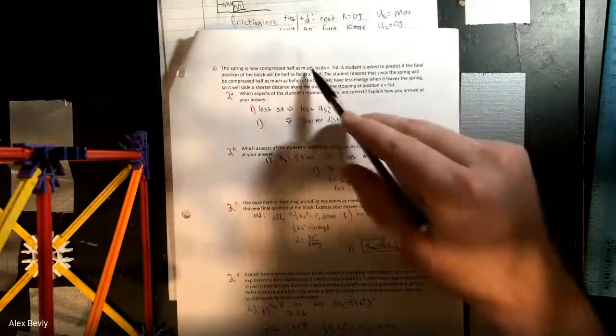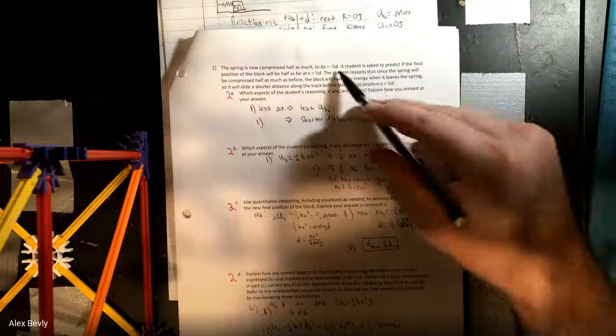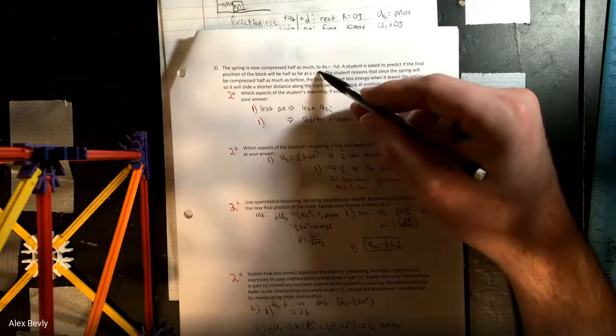All right. So then we have this part. So the spring is now compressed half as much to negative 1/2 d. The student is asked to predict that the final position of the block will be half as far, so instead of going to d, it goes to 1/2 d. The student reasons that since the spring will be compressed half as much, the spring will have less energy when it leaves the spring. So it'll slide a shorter distance along the track before stopping at position x equals 1/2 d. So what are they correct about?